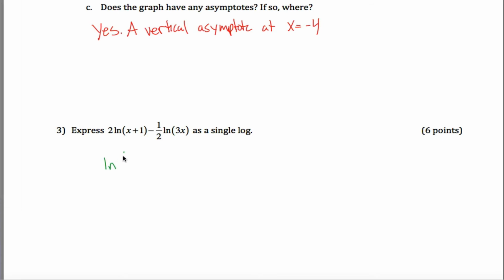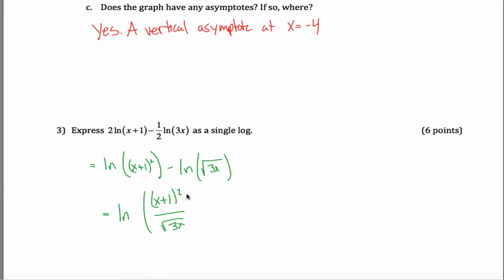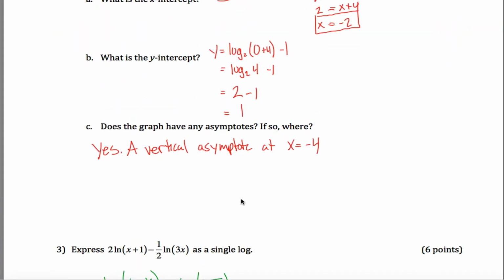This is the natural log of (x plus 1) squared minus the natural log of (3x) to the 1/2 power. And now you can make it all one big log: natural log of (x plus 1) squared divided by the square root of 3x. You don't have to write it exactly like this, but this would be one possible correct answer. And I guess that ends the quiz.